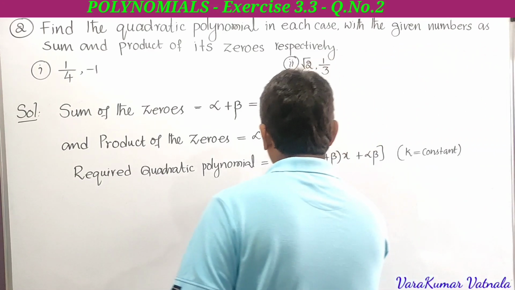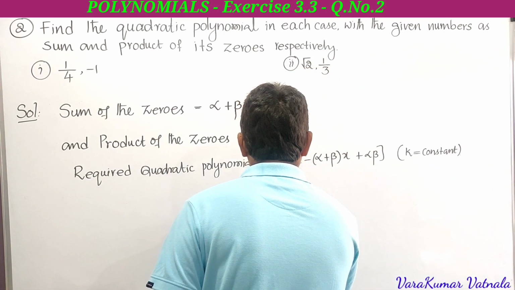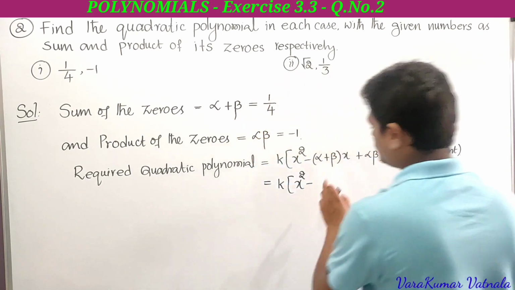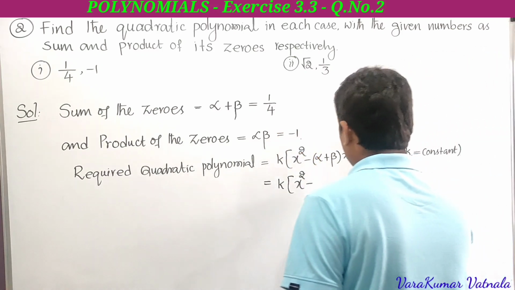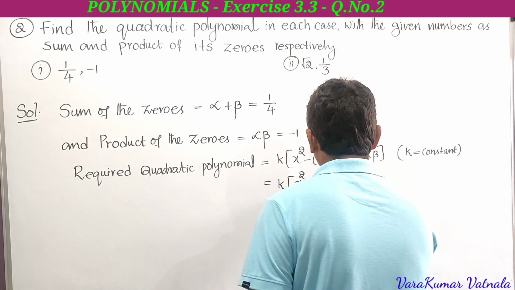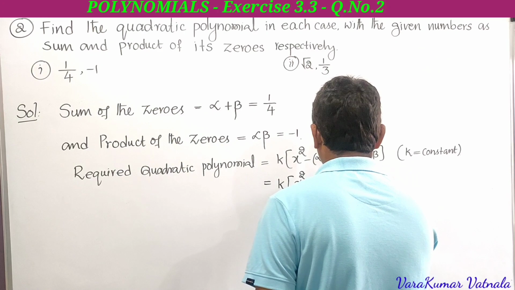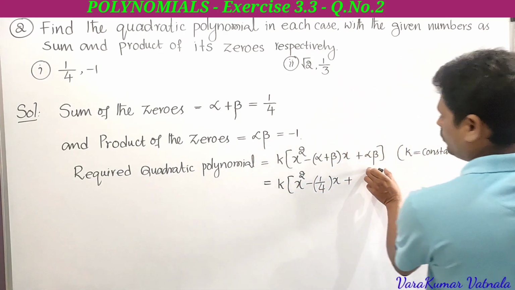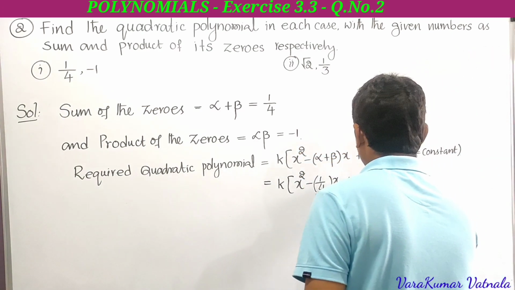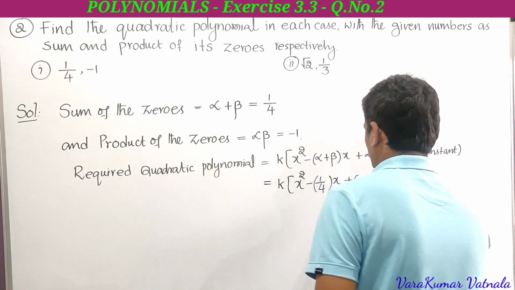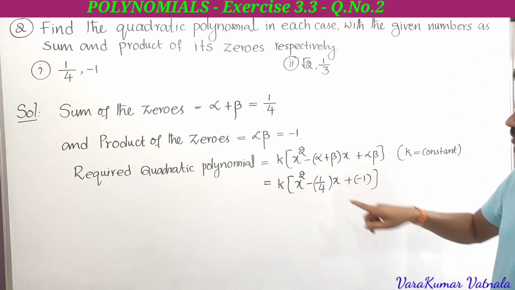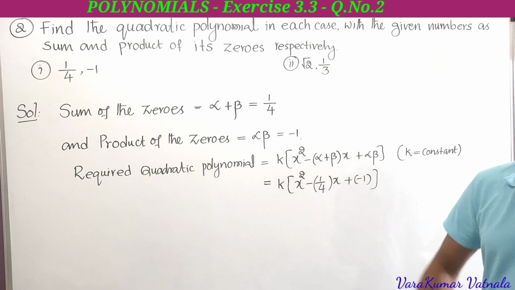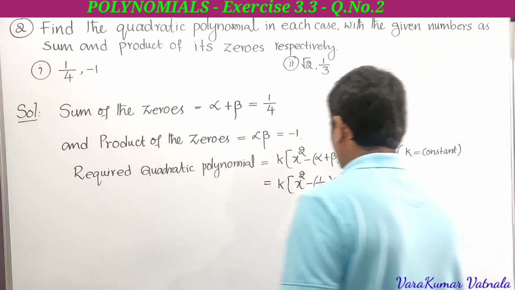So write k as usual, that is k into x square minus alpha plus beta. The alpha plus beta value is 1 by 4, that is 1 by 4 into x, plus alpha into beta. Alpha into beta is minus 1, so substitute minus 1. Just I have substituted alpha plus beta is 1 by 4, alpha into beta is minus 1. So we just have to simplify.